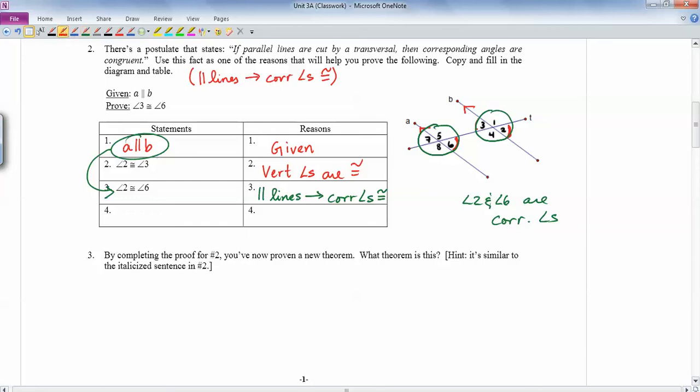Okay, so the goal is to get 3 is congruent to 6, so we know that has to go here. Well, I know 2 is the same as 3, and 2 is the same as 6, so I'm just going to replace that 2 with the 3 and end up with this line, right? So that is either substitution, or you can also call it the transitive property. Transitive means if A equals B and B equals C, then A equals C. So if 3 equals 2 and 2 equals 6, then 3 equals 6.